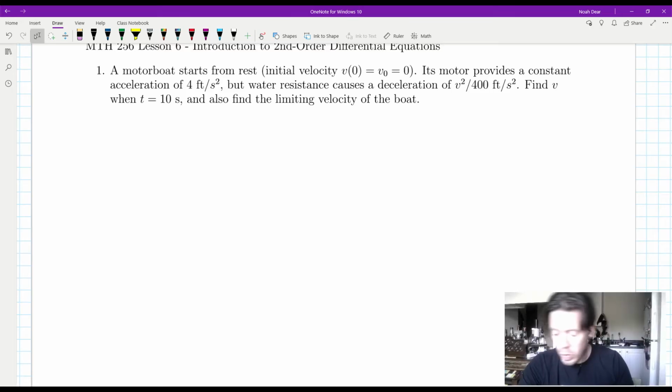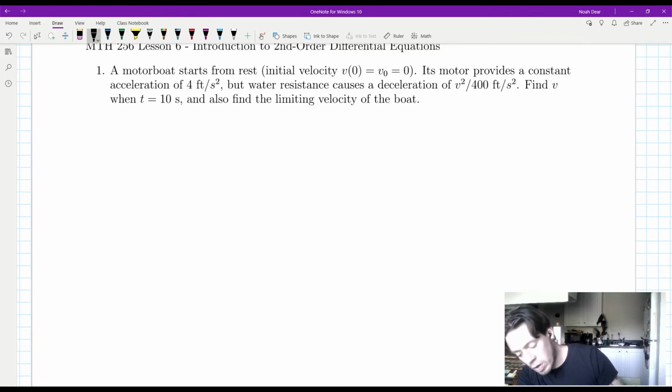Right, we have a motorboat starting from rest, with its initial velocity v of 0 equal to v naught equals 0. Its motor is providing a constant acceleration of 4 feet per second squared, but water resistance causes a deceleration of v squared divided by 400 feet per second squared. We want to find v, the velocity, when t, the time, is 10 seconds, and also find the limiting velocity of this boat. So we're going to start by setting up the total acceleration.